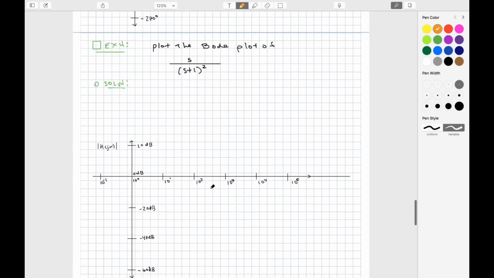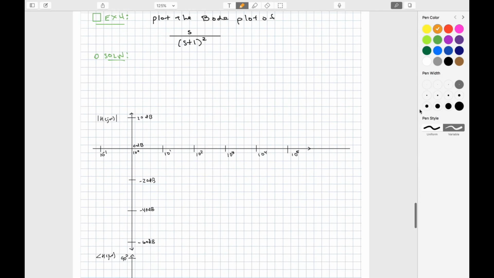And then finally, let's do example number 4. In this example, I have a gain k, which is equal to 1. 20 log 10 of 1 is equal to 0 dB. And so there's no contribution to the magnitude or the phase from this gain.